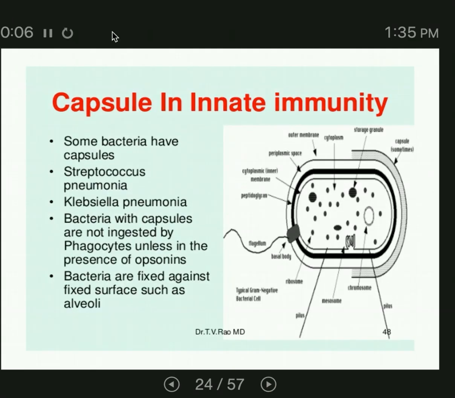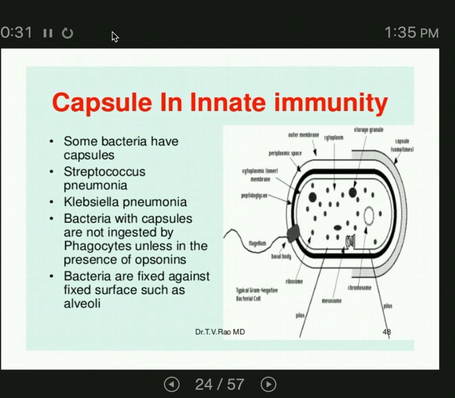All right, so here's a slide about capsules. Some bacteria have capsules. This includes some Streptococcus species, Klebsiella. Those are just some examples, but a number of bacteria have these glycocalyx capsules. Bacteria with capsules are not ingested by phagocytosis unless in the presence of opsonins. So do you remember what opsonization is? It's something that antibodies can do.